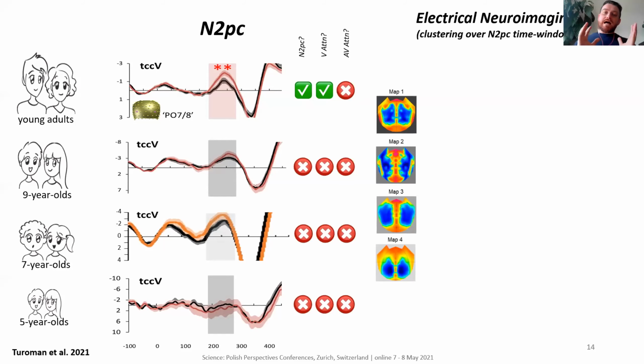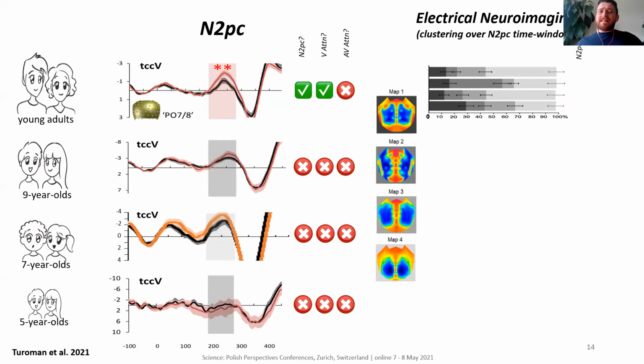So with electroneuroimaging, which here is basically clustering on the EEG data, and we constrain it to this N2PC time window that is marked here in both pink and gray, we found 4 different stable patterns of EEG activity that explain the EEG signal. And now we have found N2PC-like responses. We also found modulations in adults, by visual attention and also audiovisual attention. So that was processing.